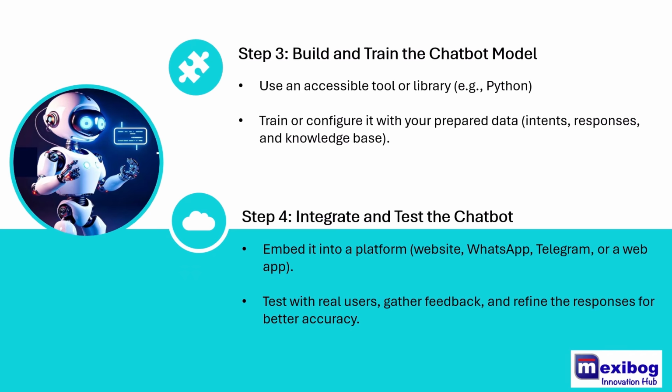So step 4, you integrate and test the chatbot. Whatever the model will be, you need to be able to test it and embed it in a website, maybe on WhatsApp, Telegram, or whatever domain you expect your target audience to interact with. Then you test it with real users. Then you gather feedback.